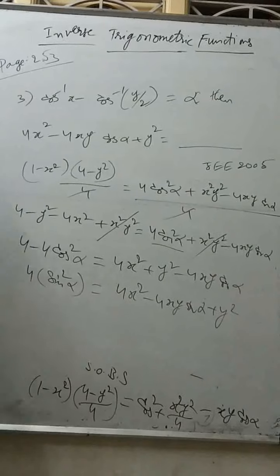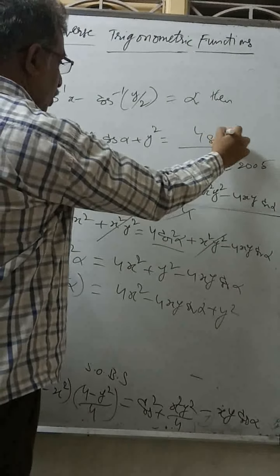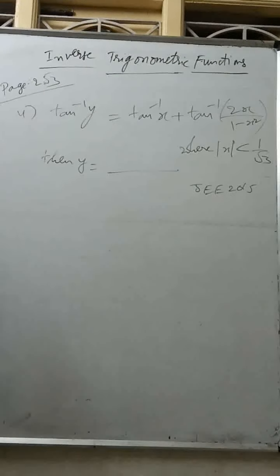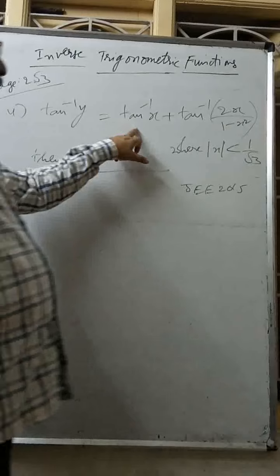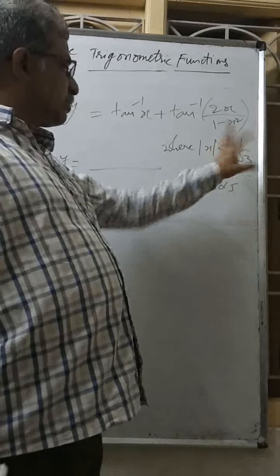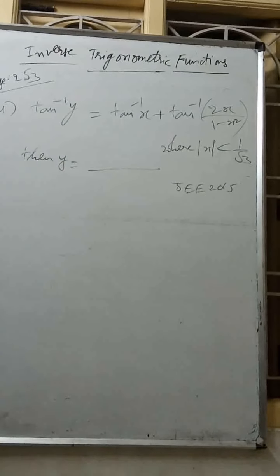That is what he is asking. So my answer is 4 sin square alpha. Next: tan inverse y equals tan inverse x plus tan inverse 2x by 1 minus x square, where mod x is less than 1 by root 3. Then y equals how much is what it is asking.